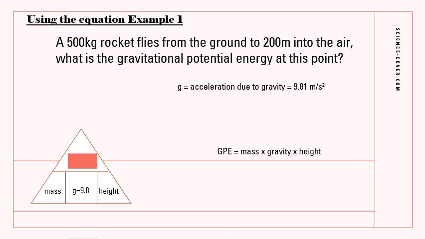Now we have an equation, we can replace the words in the equation with the numbers that we've been given. So mass is 500 kilograms. Gravity we know is 9.8, and the height we're given is 200. So GPE equals 500 times 9.81 times 200. This comes to 981,000 joules of energy.